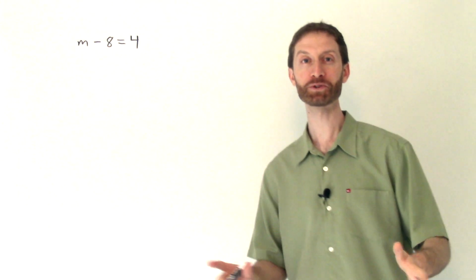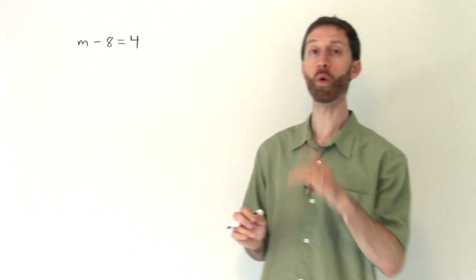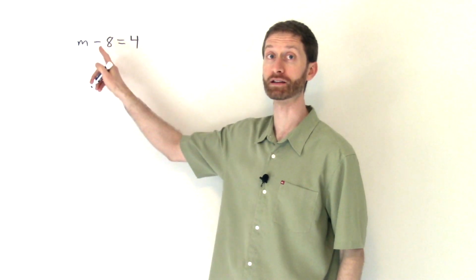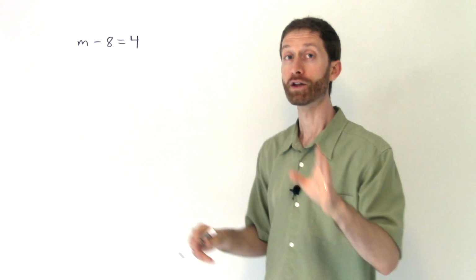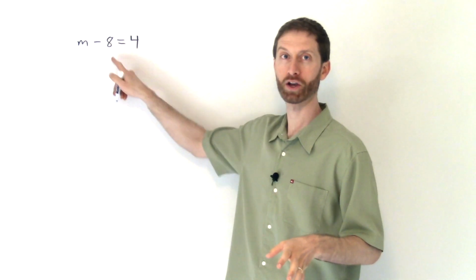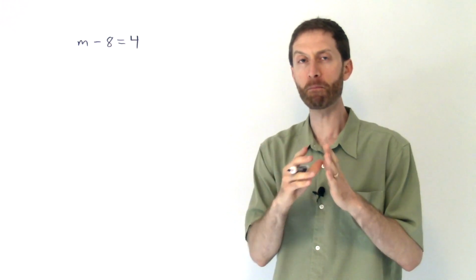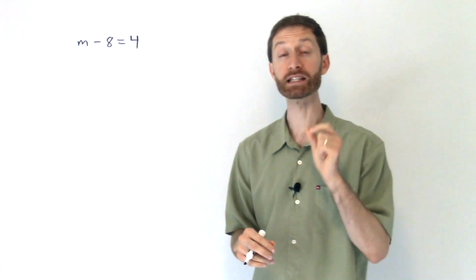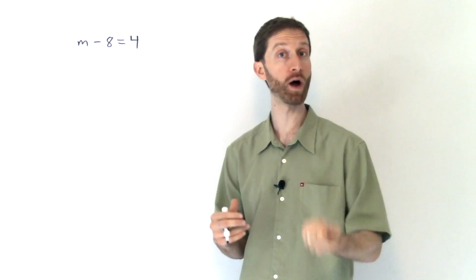Here we go, peeps. We are going to be solving what are called one-step subtraction equations. They look something like this. But before we get into the why does this work, I want to get into an even more basic principle, and it is called the addition property of equality.